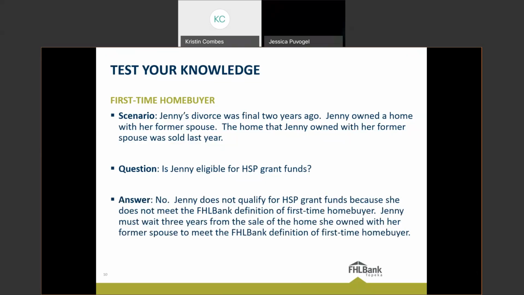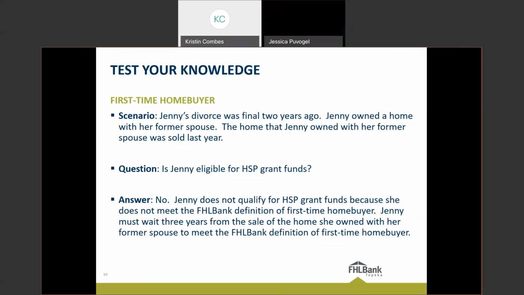If you answered no, you're correct. Jenny has owned a home within the previous 3 years and does not meet the FHLBank definition of first-time homebuyer. She must wait 3 years from the sale of her marital home to qualify as a first-time home buyer under FHLBank's definition. If you have any questions about the updated first-time homebuyer definition or want to run a specific scenario by us, please reach out by emailing or calling.